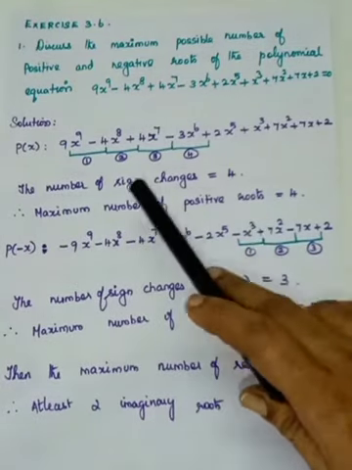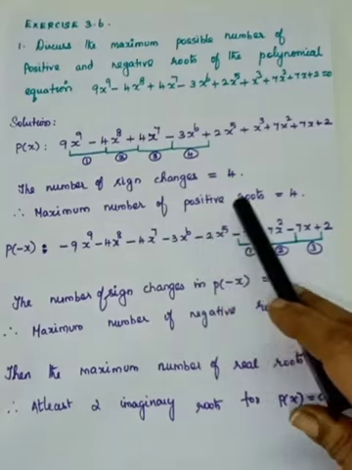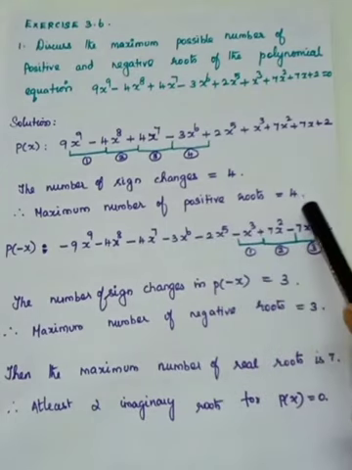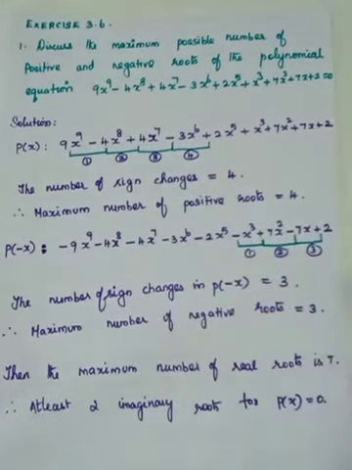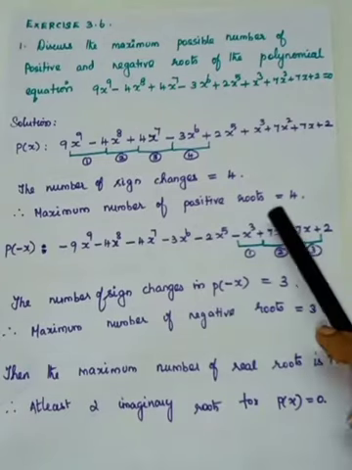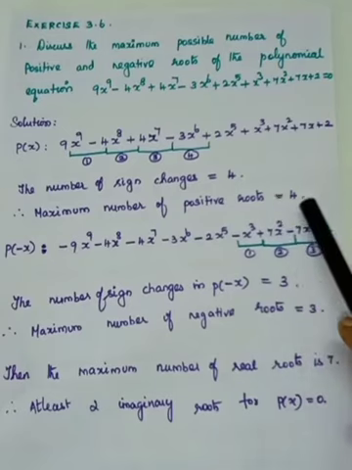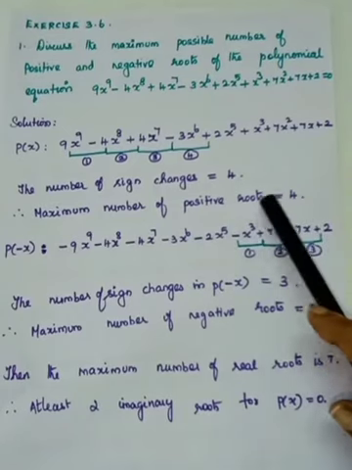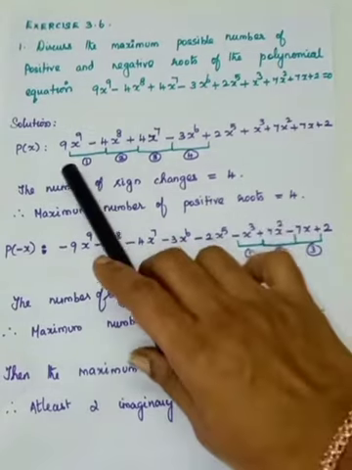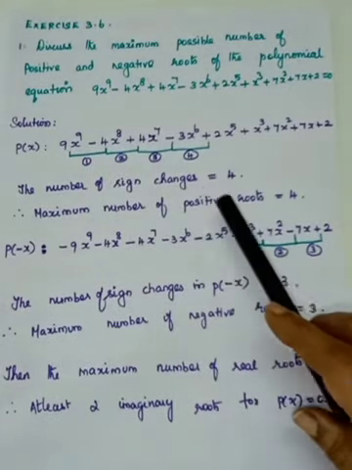So therefore the maximum number of positive real roots is 4. Maximum number. So it may be 0 real root or 1 real root or 2 real roots or 3 real roots or 4 real roots. But we don't know what it is. But the maximum number of positive real roots is 4. We are finding according to the number of sign changes.